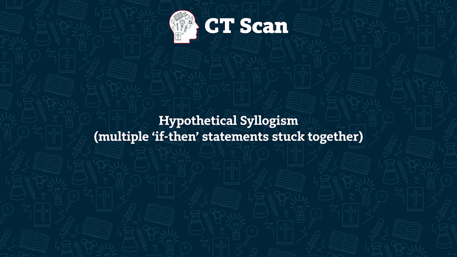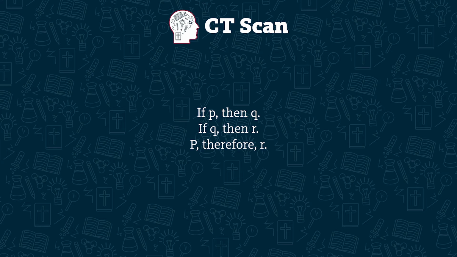Okay, the last type of valid conditional argument we'll look at is called a hypothetical syllogism, which is just a fancy name for multiple if-then statements stuck together. For this type of argument, we'll throw in an extra statement symbolized with the letter R to form the structure if P, then Q, if Q, then R, P, therefore R.